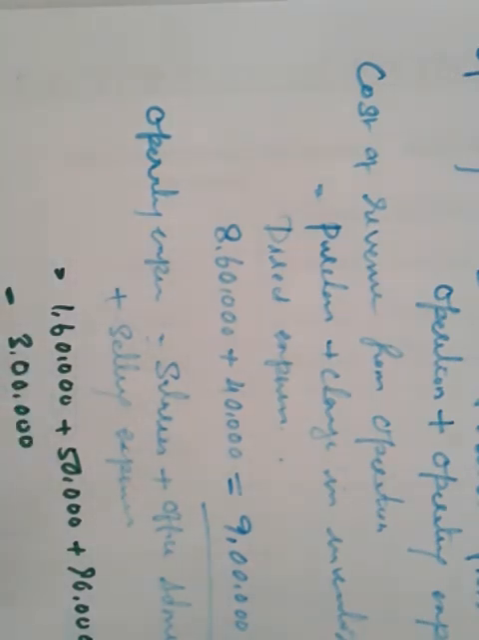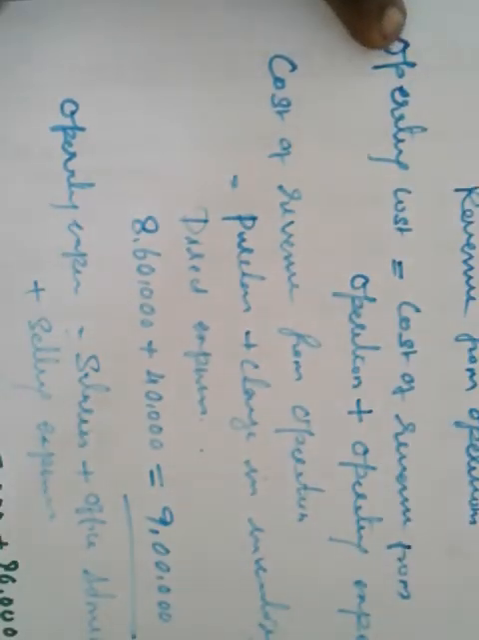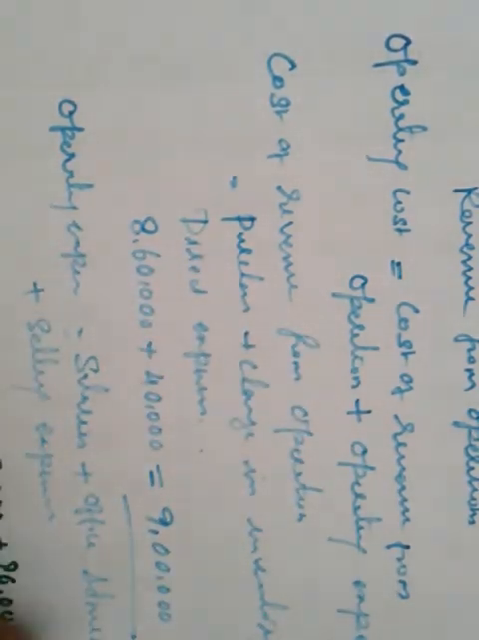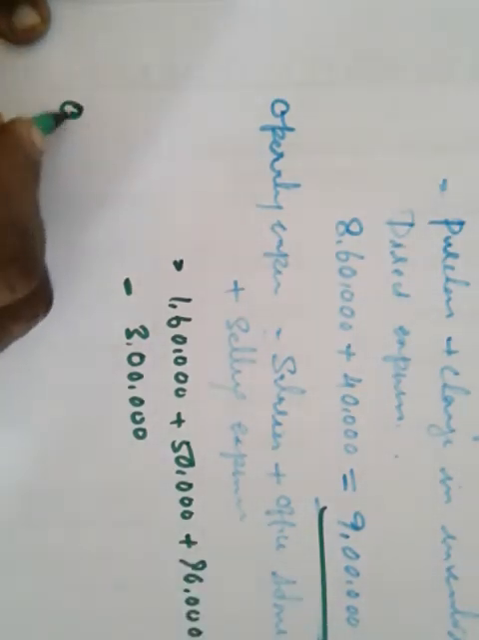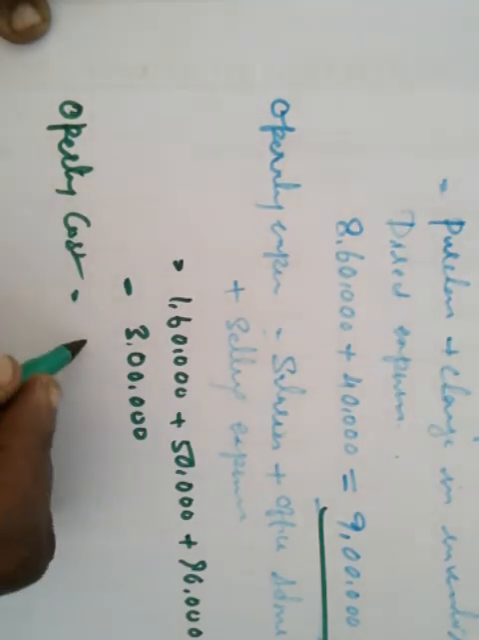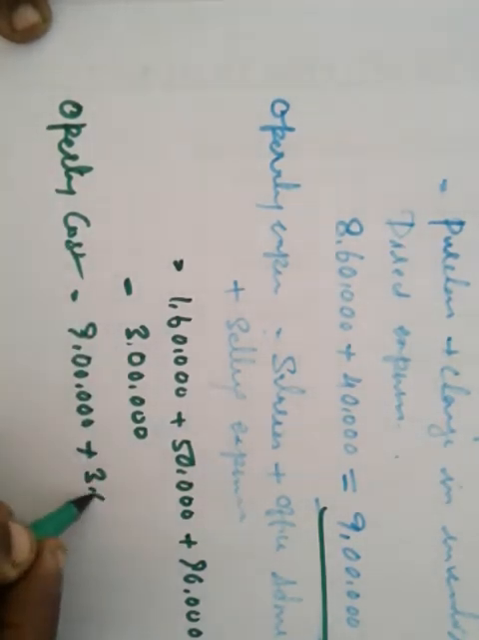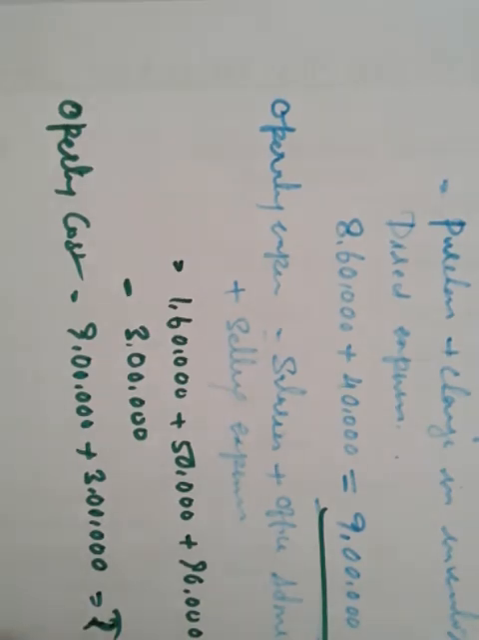Now we can apply the formula for this. Operating expenses 3 lakhs, and you have to find out the operating cost, the cost of revenue from operation plus operating expenses. So here this is the cost of revenue from operation. Operating cost is equal to 9 lakhs plus 3 lakhs. Then you get rupees 12 lakhs.